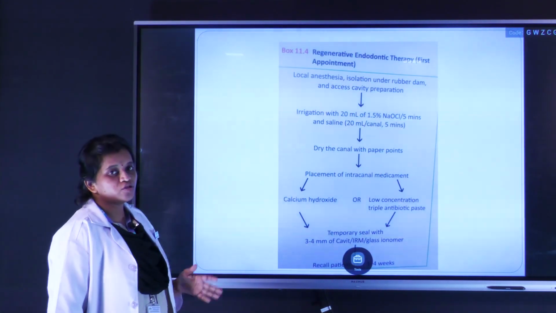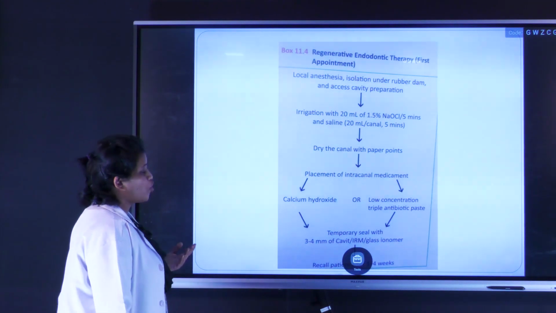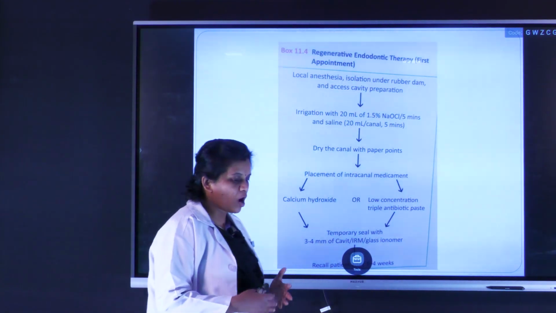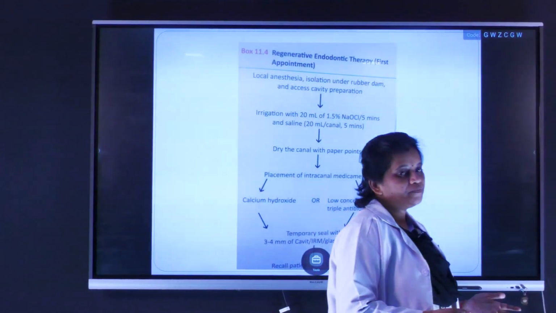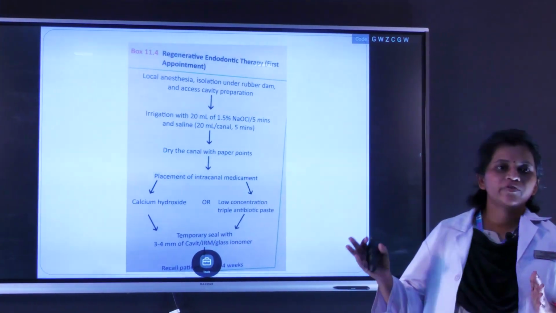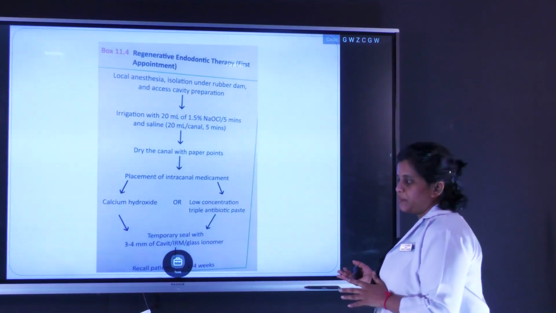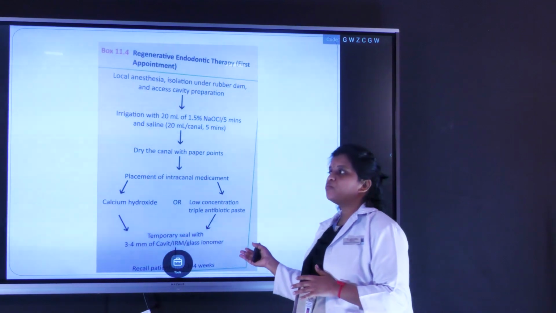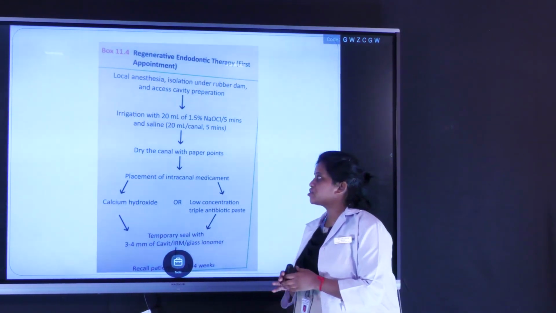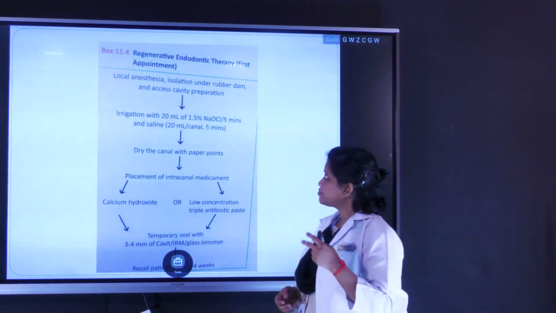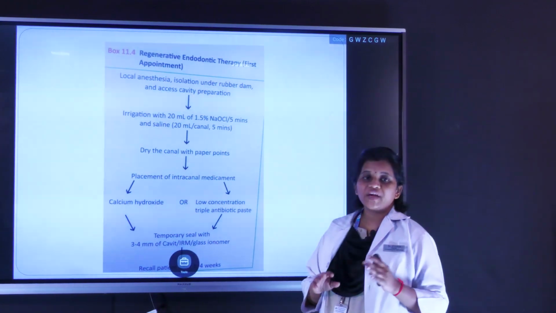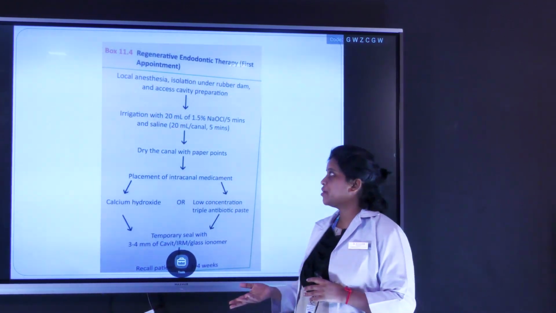Now coming to the procedure of regenerative endodontics, what do we do when the patient walks in? How do we proceed with the case? Here we have two or three appointments for the patient. In the first appointment, when the patient comes to us, first we give local anesthesia, then we isolate and do the access opening for that particular case.